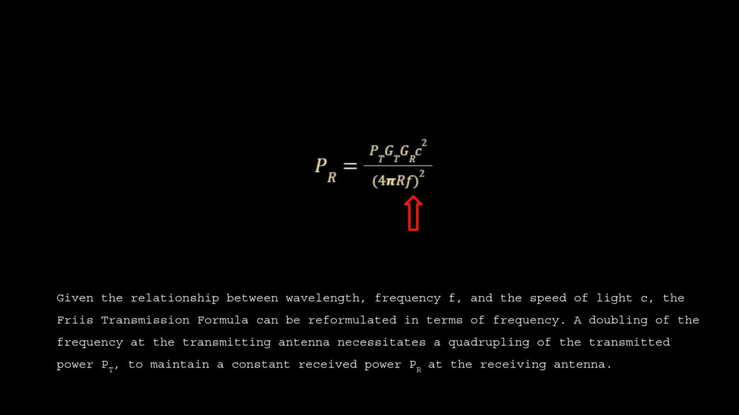Given the relationship between wavelength, frequency f, and the speed of light c, the Friis transmission formula can be reformulated in terms of frequency. A doubling of the frequency at the transmitting antenna necessitates a quadrupling of the transmitted power PT to maintain a constant received power PR at the receiving antenna.